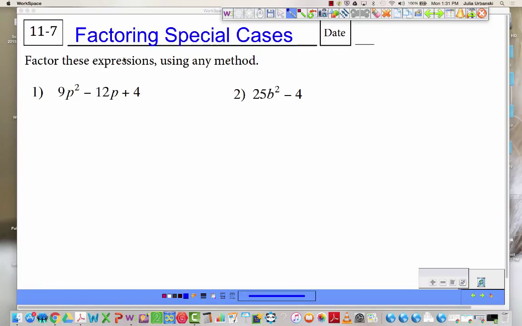Section 11.7, factoring special cases. So for these, you're going to notice that the factoring with the boxes can still be the same, but throughout the day, throughout the lesson, you're going to notice something special that happens.